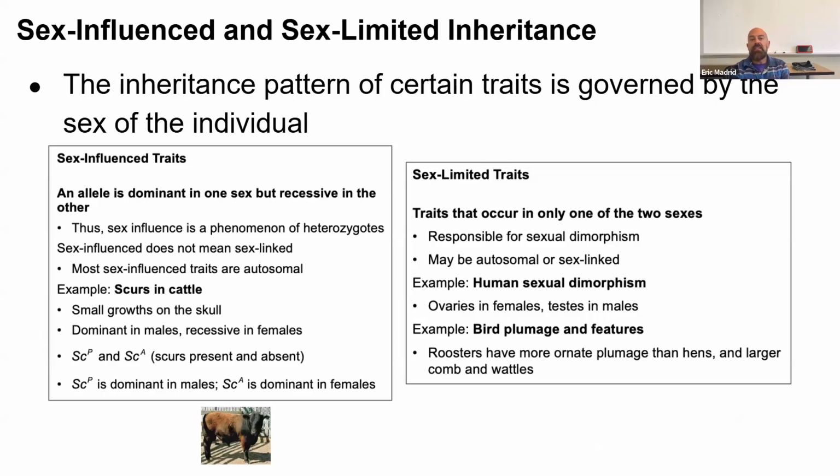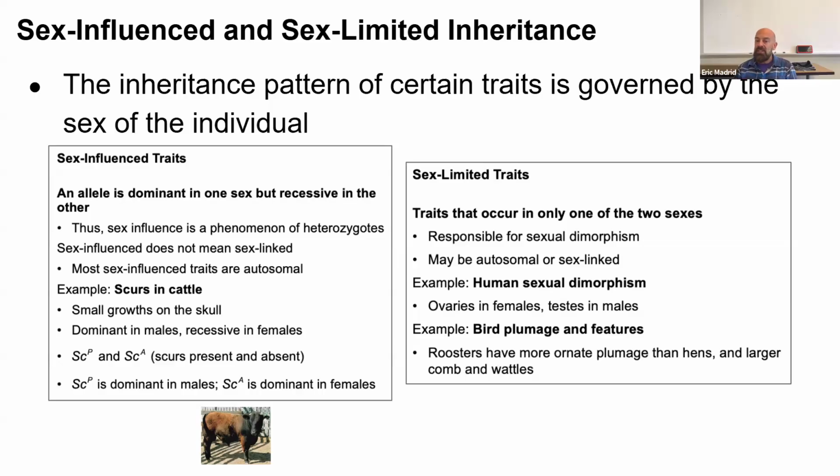Next, we've got sex influenced and sex limited inheritance. These are also sometimes called sex linked genes. That's another option that we'll get to. So here it means that the inheritance pattern of a trait is going to have an interaction with the sex of the individual. And so remember that with normal Mendelian inheritance, we've got the law of independent assortment, which says that whatever happens with one gene has no bearing on the inheritance pattern of another gene, that they all act independently in any combination possible.